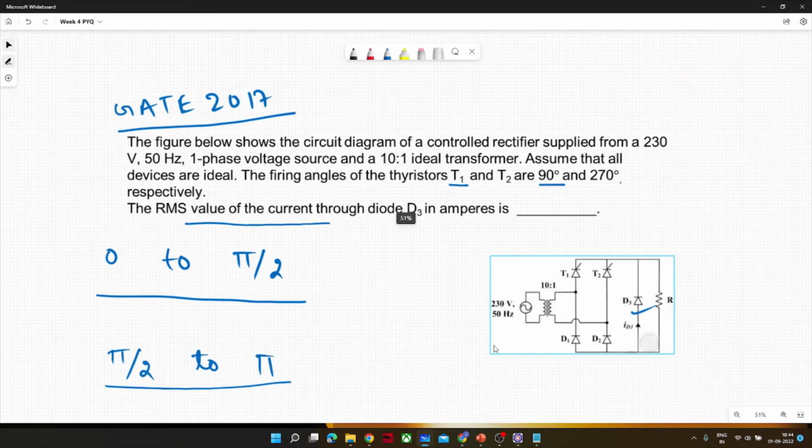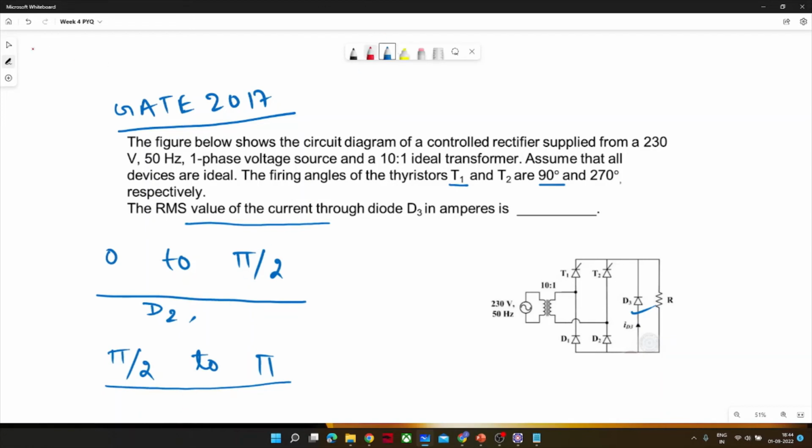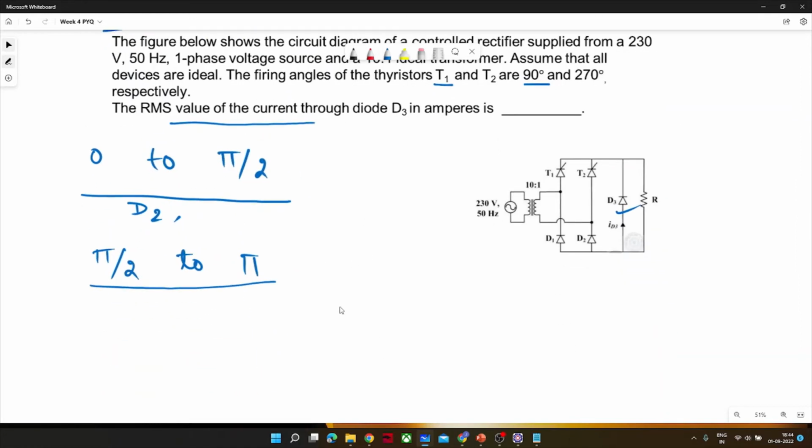From 90 degrees to 180 degrees, it is sure that D2 would conduct for this period, and the other device I don't know at this point. After pi by 2 to pi, D2 would conduct, that is for sure. Now T1 would also conduct because it got its firing angle. The circuit is now completed from pi by 2 to pi, but I still don't know what happens from 0 to pi by 2. We will come back to this point.